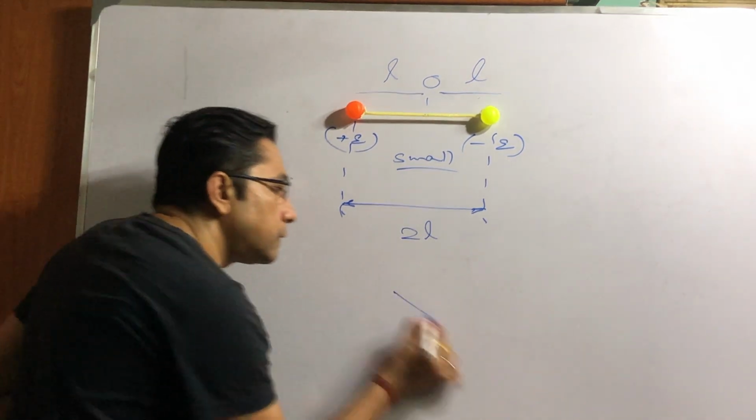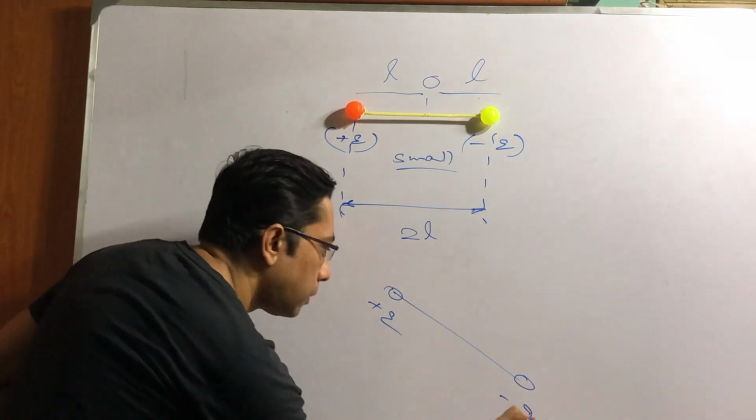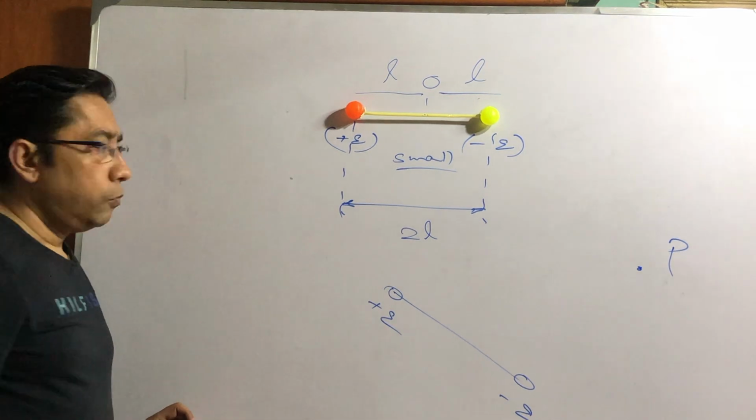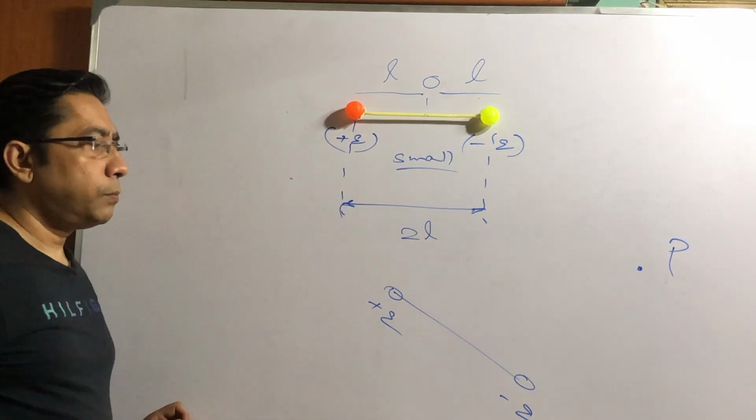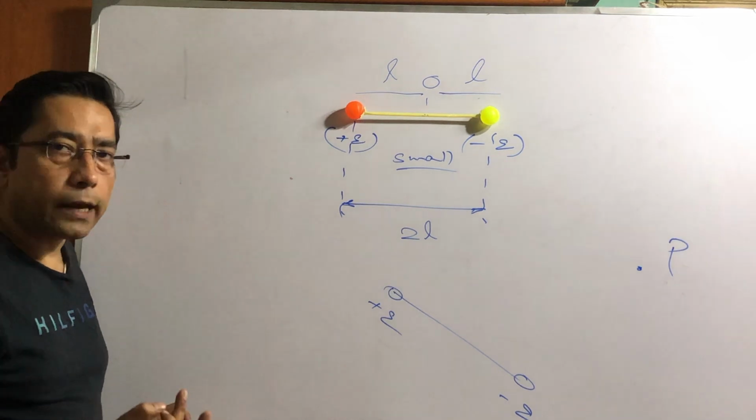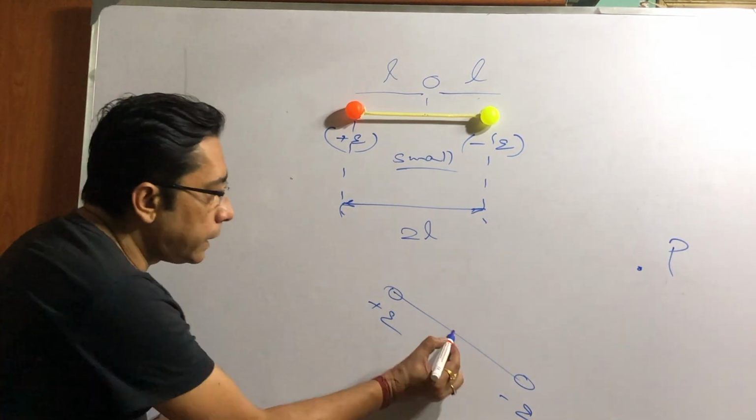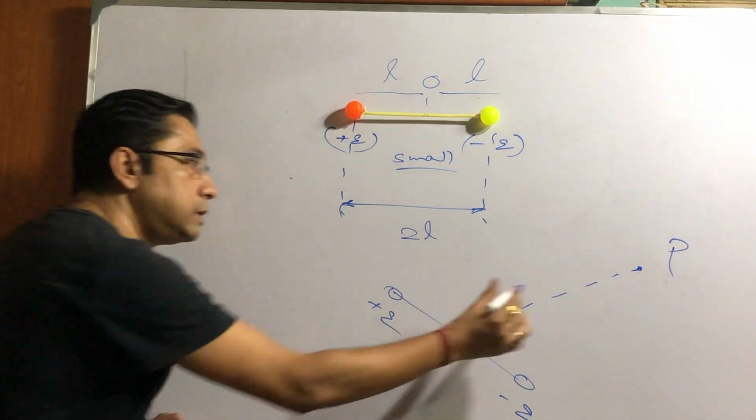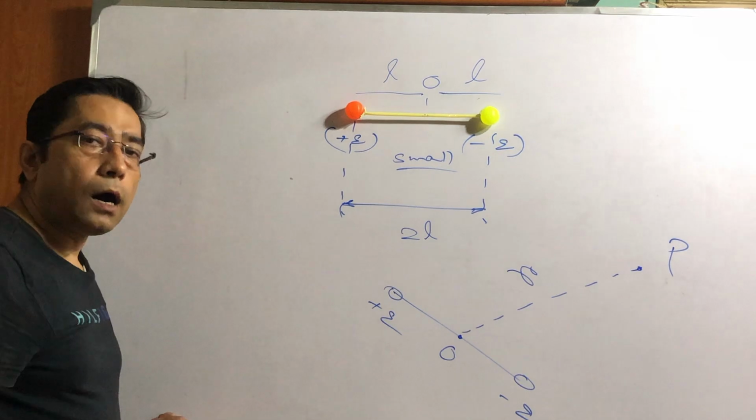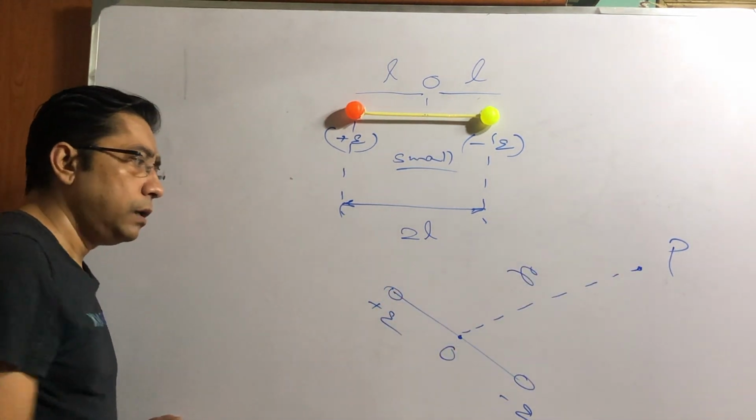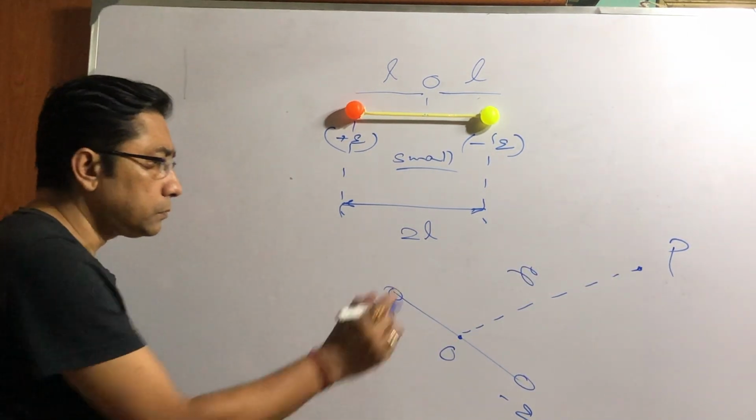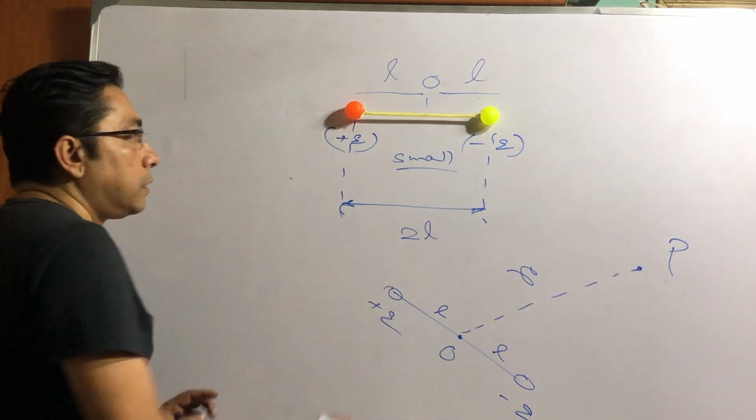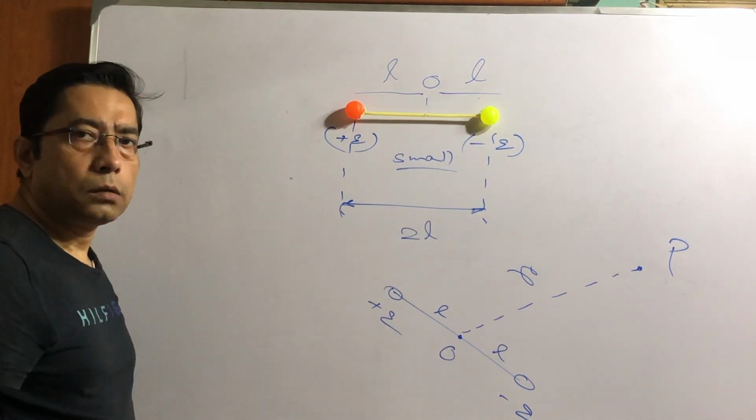Because suppose this is a dipole, one plus charge, one minus charge. Suppose there is a point P over here. If we ask what is the distance of point P from this dipole, which point would we select to show the distance? We will select the midpoint O, and join this point to the midpoint. So this distance is R. R is the distance of point P from the midpoint of the dipole O. So we take one side to be L, the other side to be L, so that the total length becomes 2L. So that is the first idea.